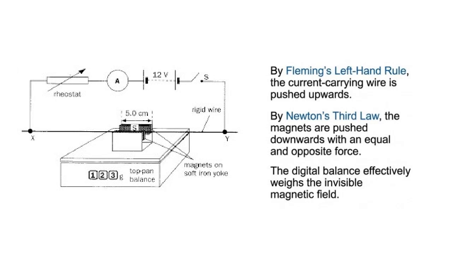In this experiment, it is possible to measure the size of the force on a wire. Here, the forces acting on the wire are explained using Fleming's left-hand rule, which tells us that the current-carrying wire is pushed upwards in the magnetic field. According to Newton's third law, there must be an equal and opposite reaction, which means the magnets are pushed downwards with the same force. The digital balance beneath measures the downward force exerted on the magnets. As the balance is calibrated in grams, we need to use F equals mg to convert the mass to a force in newtons.